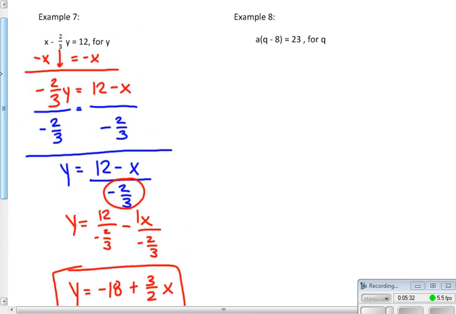The last one here, question 8. Similar, we worked through one similar to this yesterday. We have to actually solve for q. So q is inside that binomial. The first thing that we need to do is get rid of a. In order to get rid of a, we need to divide both sides by a. So we get q minus 8 left over equals 23 divided by a. In order to get q alone, we need to add 8 to both sides.